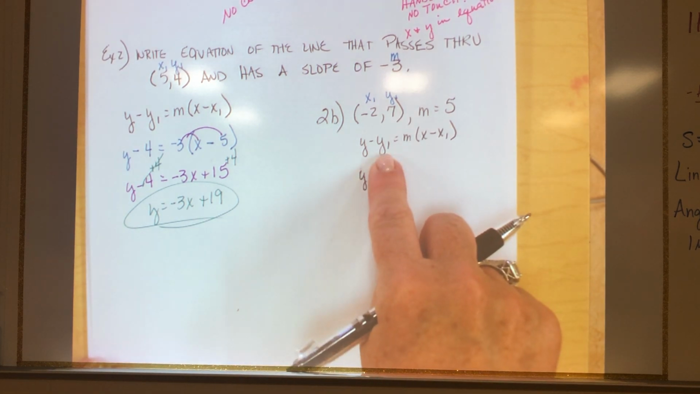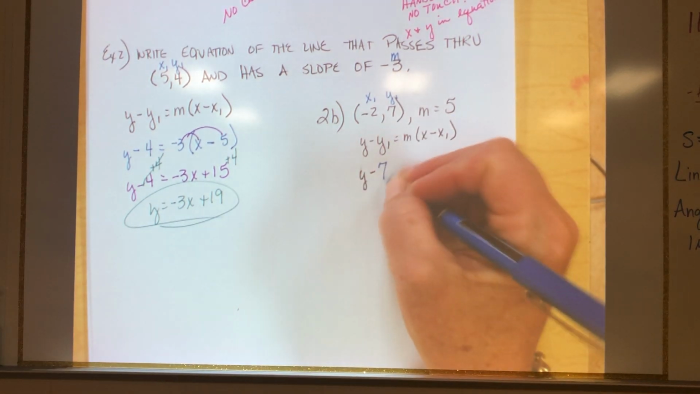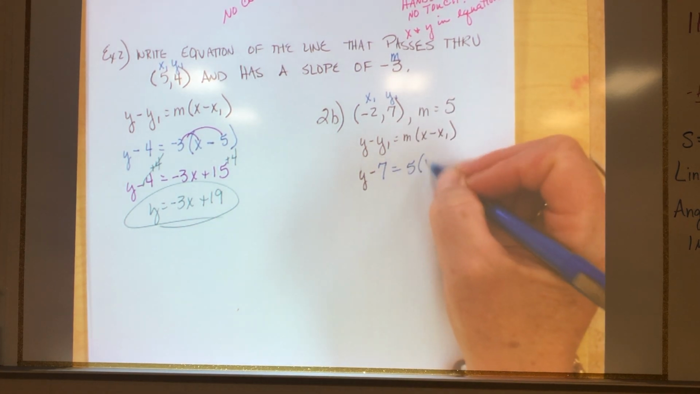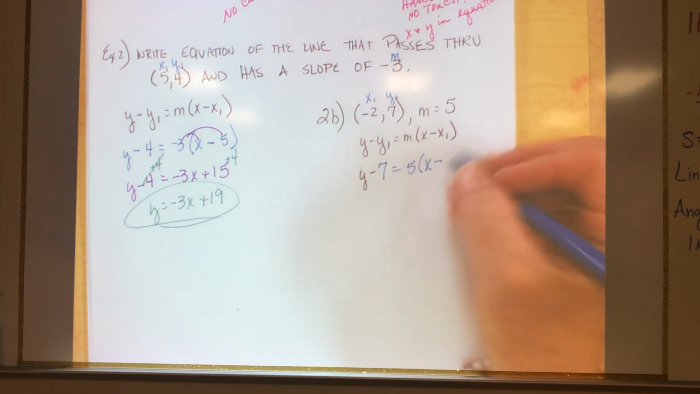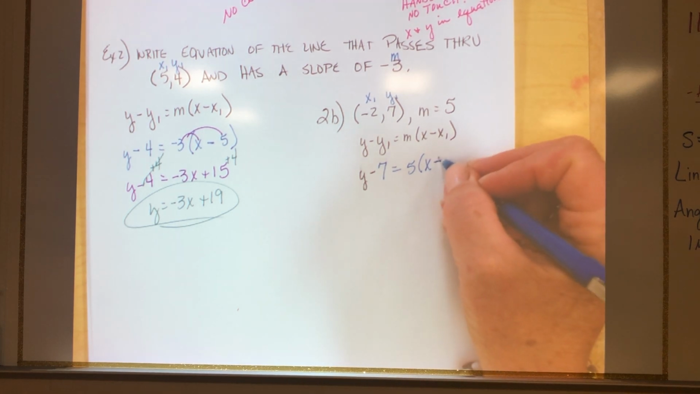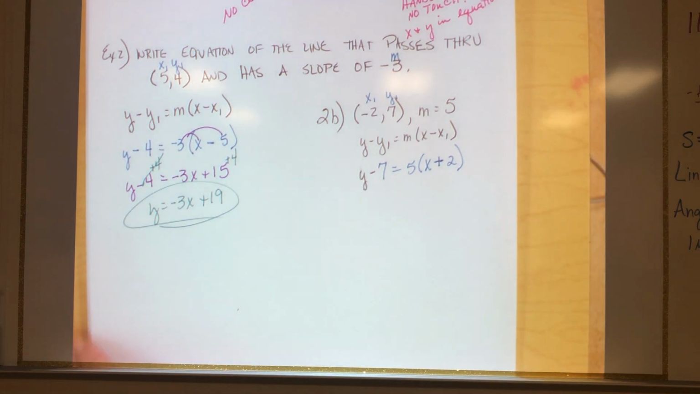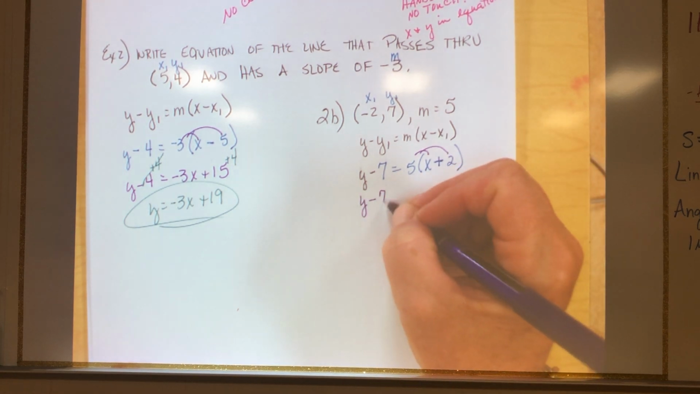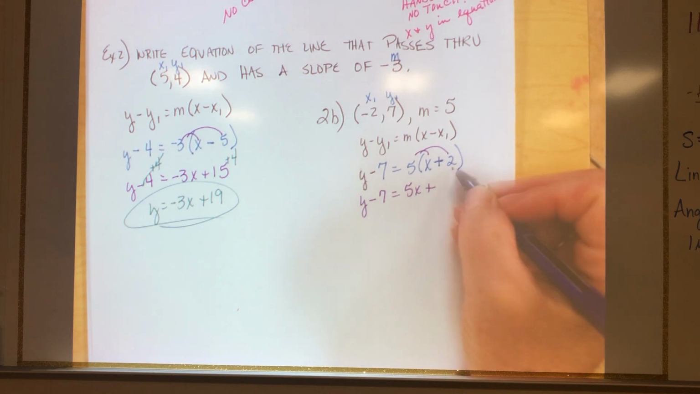All right, so who's my y sub 1? 7 is equal to, what's m? 5 times x minus negative 2. So minus a negative becomes a what? Very good. All right, now what do I do? Yeah, distribute that 5 right there. So I got y minus 7 is equal to, what do you get here? 5x plus 10. Very good.